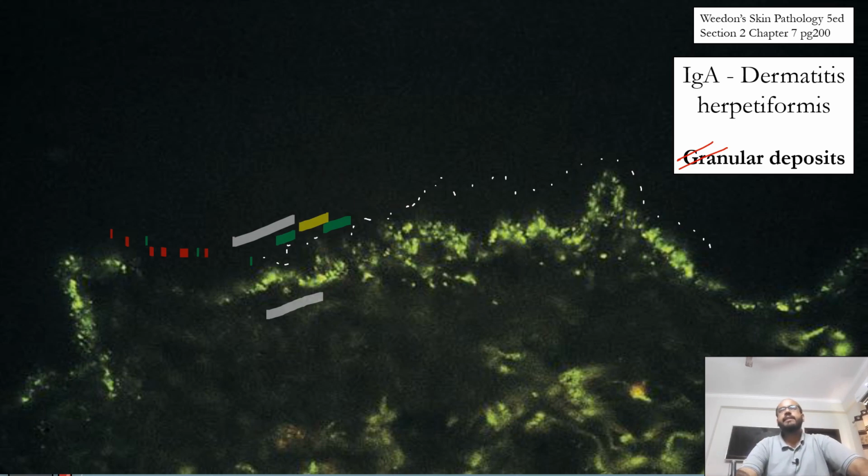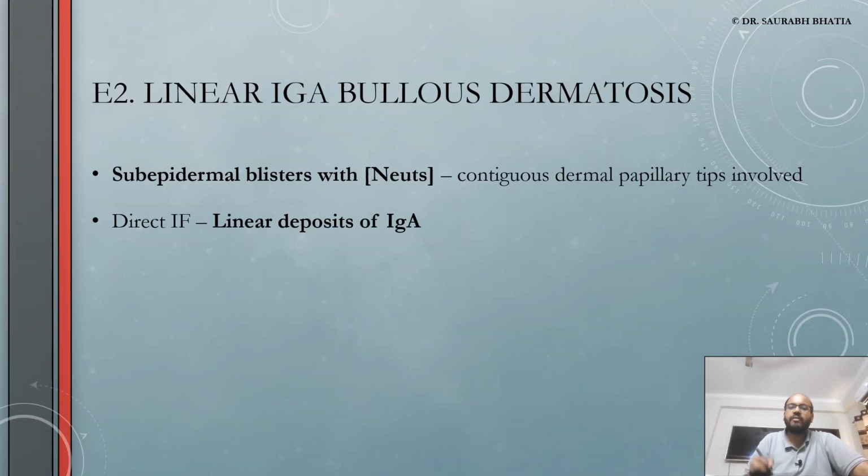Now, when IgA is deposited in this kind of granular pattern, it's a biopsy from dermatitis herpetiformis. We are clear about it? What happens if it is deposited linearly like a line? Linearly IgA, you have linear IgA bullous dermatosis or LIGA, and in the pediatric population, chronic bullous disease of childhood, CBDC.